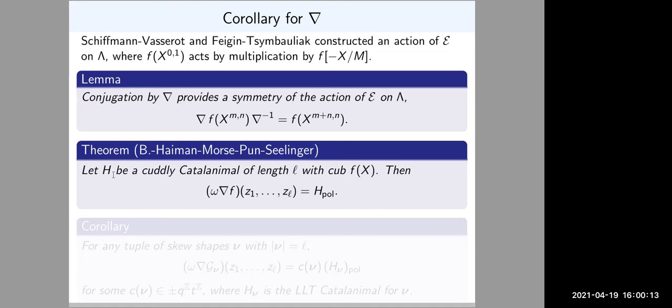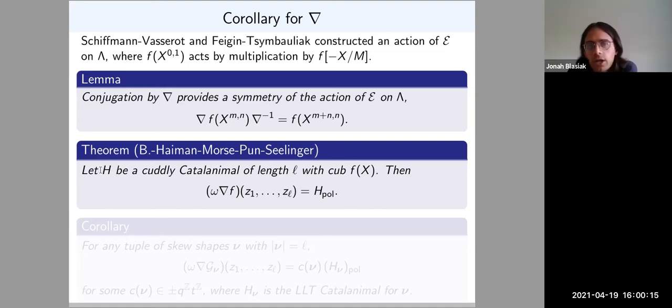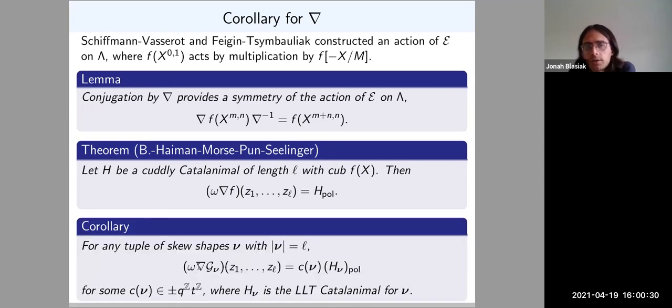Okay. So we have a general result here, right? If we have any cuddly kettle animal whose cub is F, we can get omega nabla of F by taking the polynomial part of that kettle animal. And we obtain as a special case the corollary I stated before for omega nabla on an LLT polynomial. So that's just a bit of context for how this result comes out of manipulations in the Schiffman algebra in its action on the ring of symmetric functions.